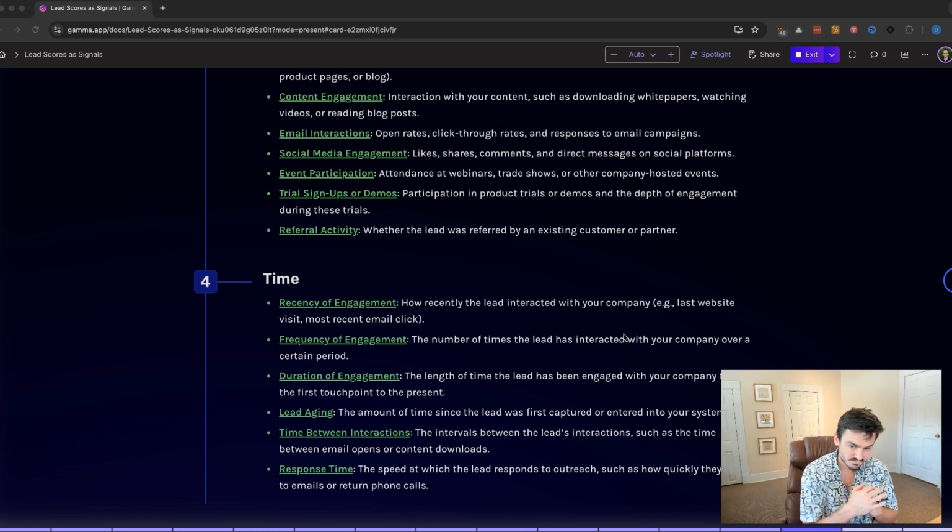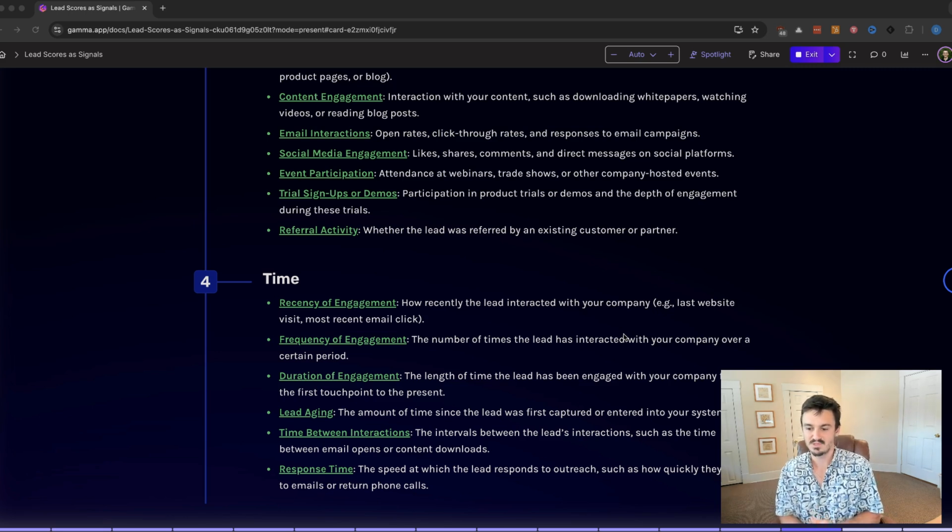It could be from the very first time that they entered your CRM to now. It could be the first estimated time that they interacted with your brand. It could be from when they signed up as a customer and became a user of your product or your service and how long that's been. So there's a lot of durations of engagement that you can measure there. Lead aging is the amount of time since the lead was first captured or entered into your system. So this overlaps with the duration of engagement. Broke it out a little separately.